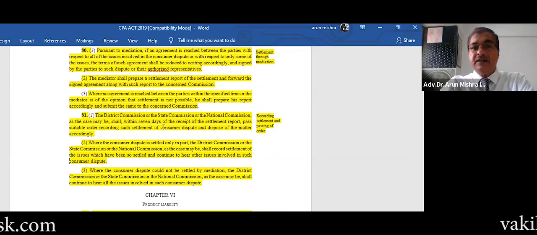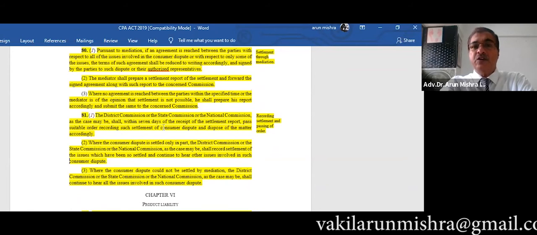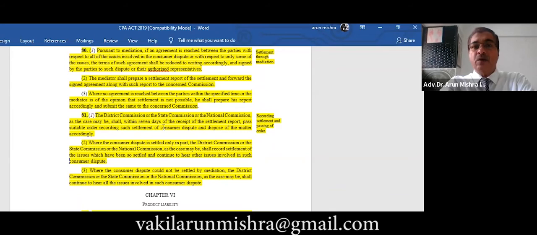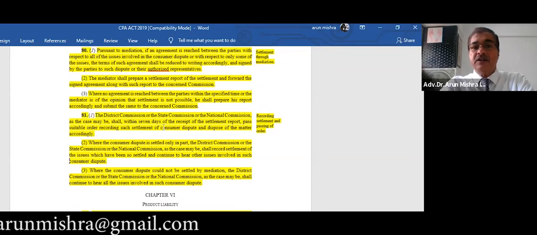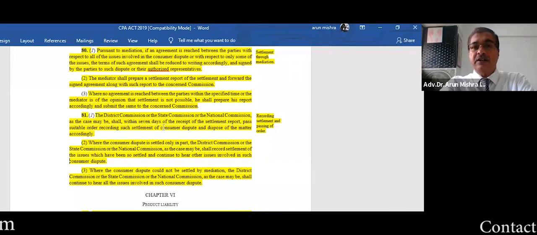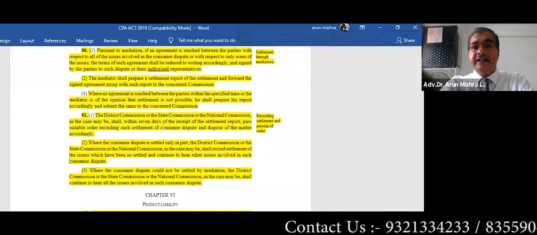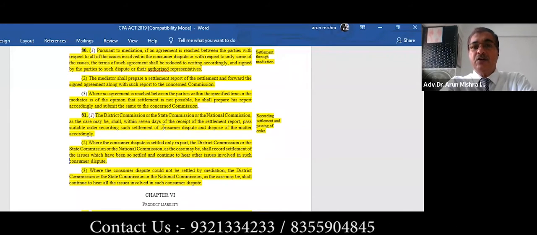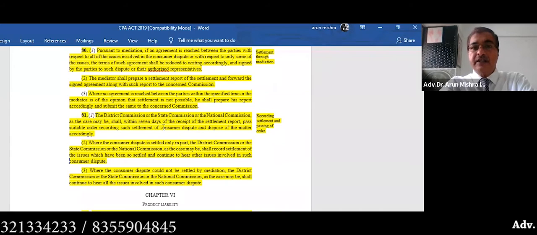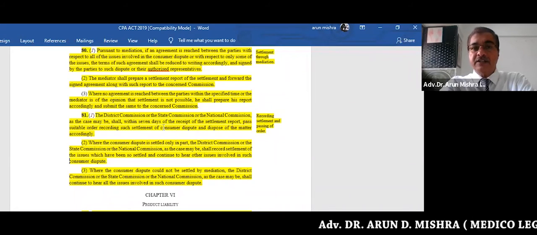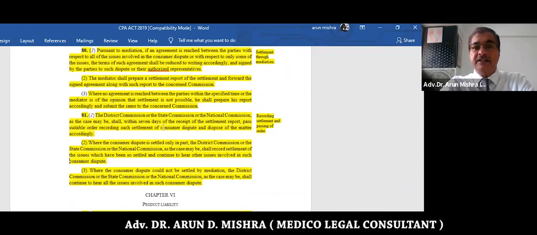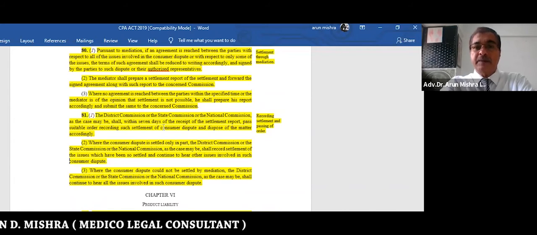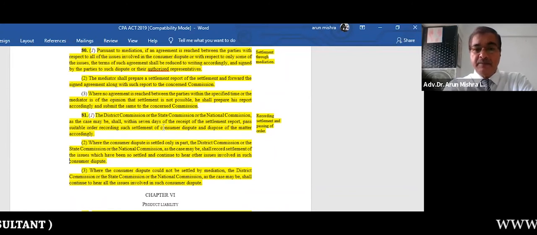So death or grievous injury, if it goes to court, cannot be referred to the mediation cell, because the lawmaker has thought that in grievous injury and death cases, mediation should not be done. So all the cases of death or grievous injury in medical negligence are going to be adjudicated by the respective commissions, not by mediation.